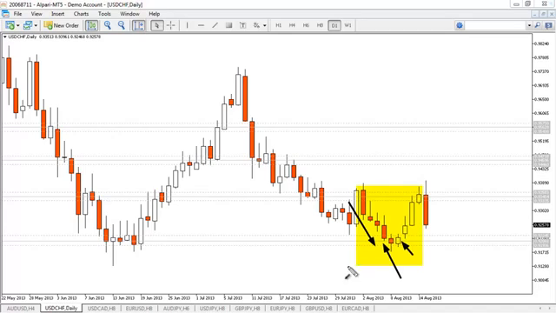And then the weekend comes along. So had this trade not been separated by a weekend, my entry would have been at the top of the wick. The wick would have been here. So my entry would have just been there at the top of the wick, and that would be perfect.